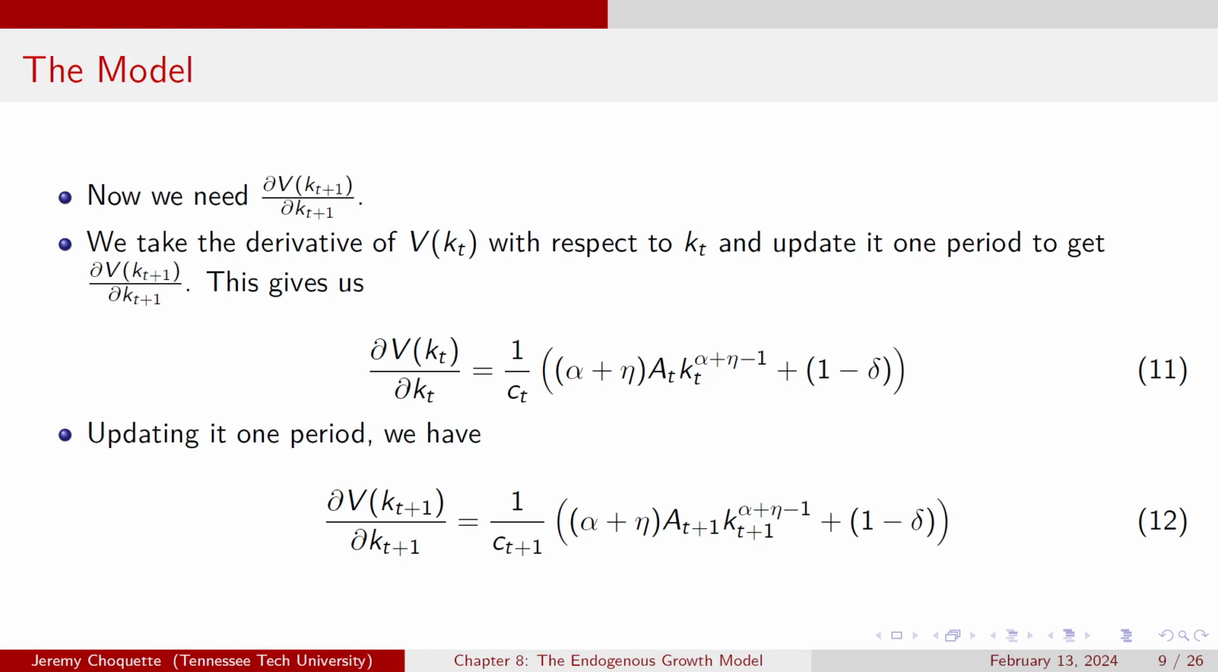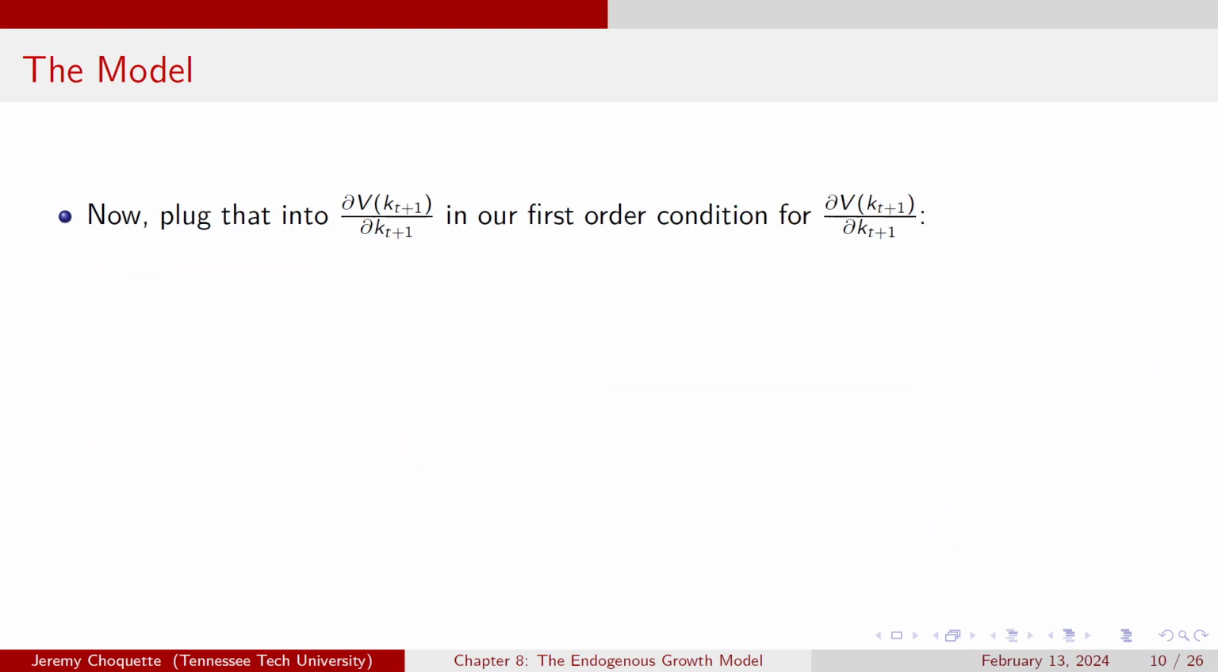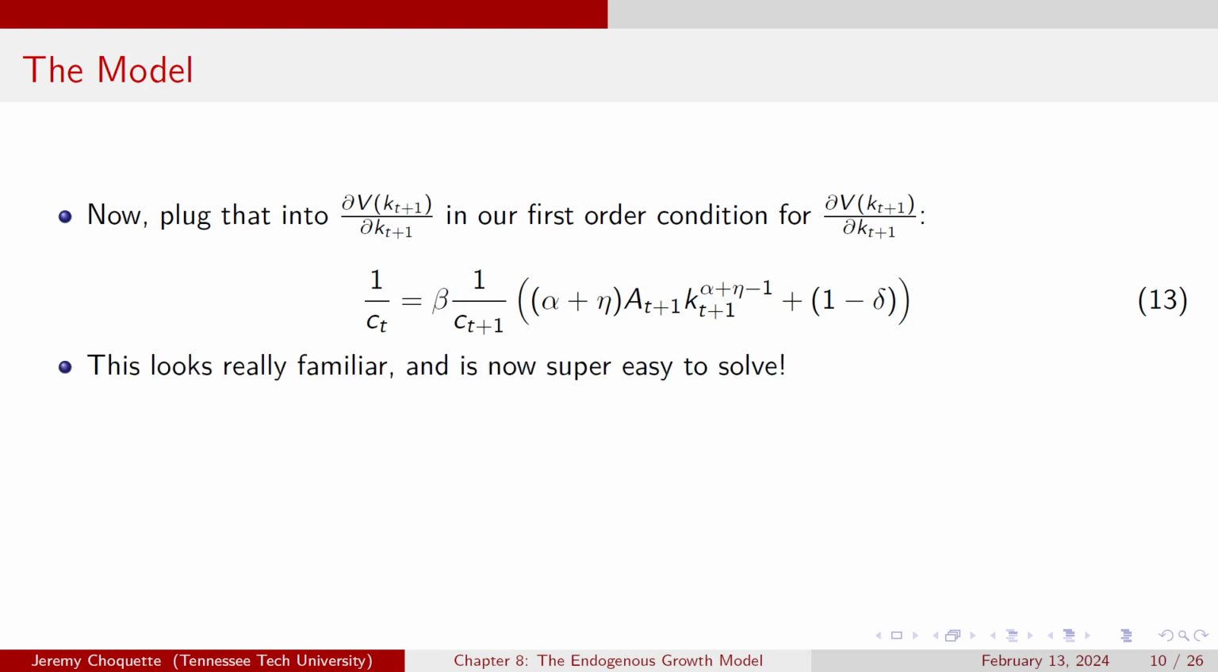If I update it one period, well, the process there is the exact same as what we had with the neoclassical growth model. And if I plug that in to that first order condition that I had, this is what I get. So this is my Euler equation for capital. And this looks pretty familiar, doesn't it? 1 over ct equals beta times 1 over ct plus 1 times your stuff. And that stuff is the marginal product of capital plus 1 minus depreciation.